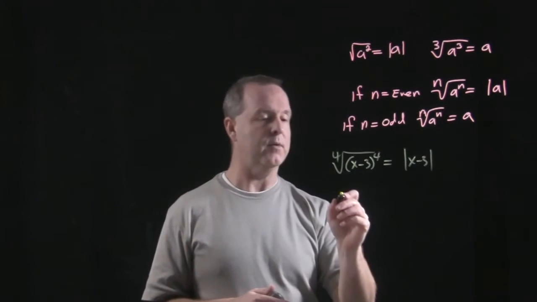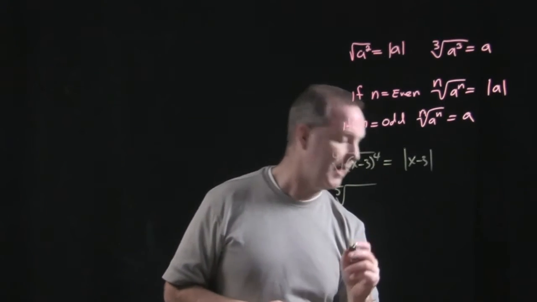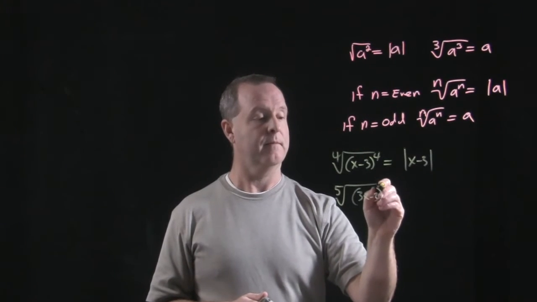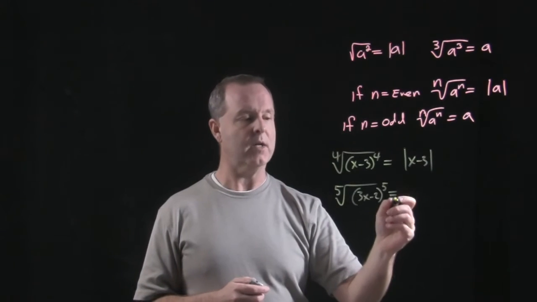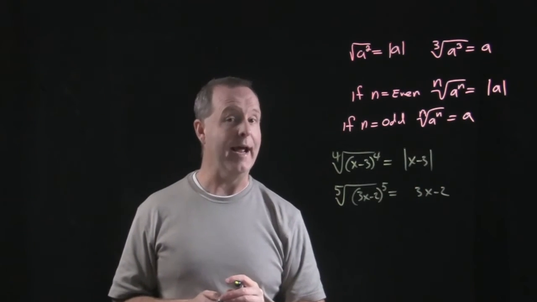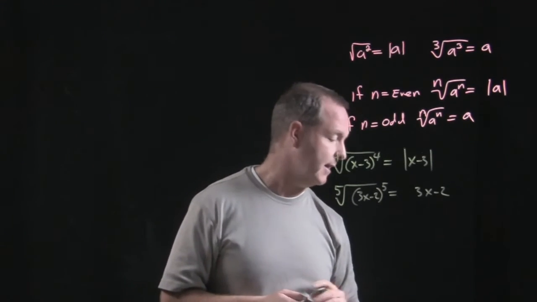Let's look at the fifth root of 3x minus 2 to the fifth. It's an odd index, so its result in this case can just simply be 3x minus 2. Don't need an absolute value there because this value underneath can be negative.